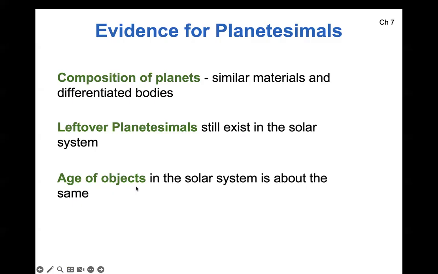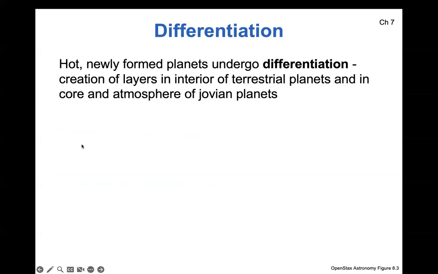The age of the objects in the solar system is also evidence of planetesimals. So we see that the solar system has a common age. That seems to suggest a key transition from a bunch of earlier building blocks that all started clumping together at one point, rather than, say, Jupiter forming first and being much older than everything else. Instead, we have a pretty much shared age.